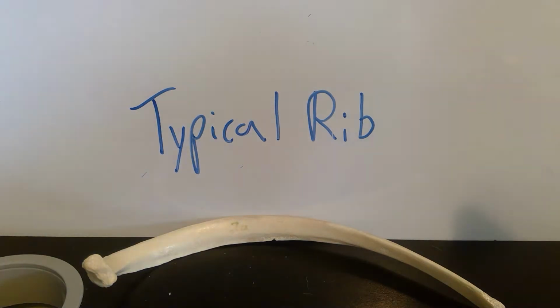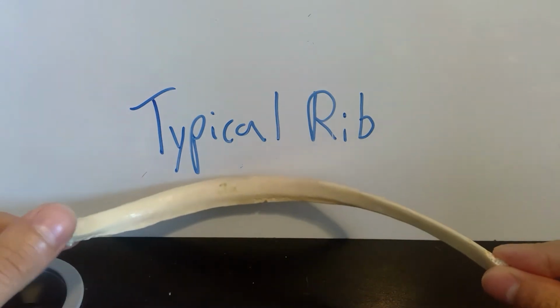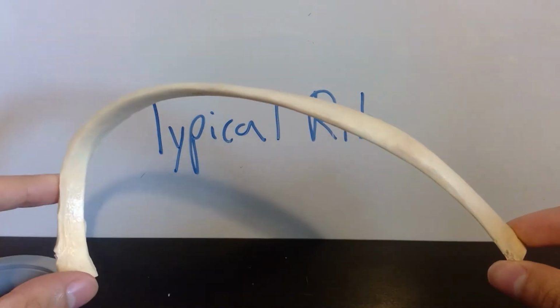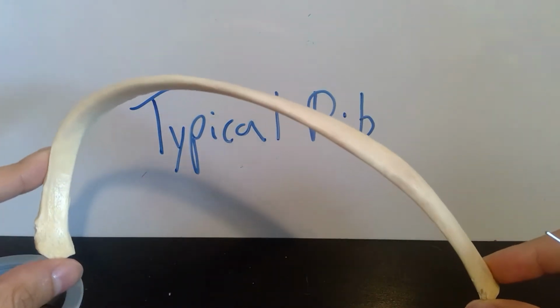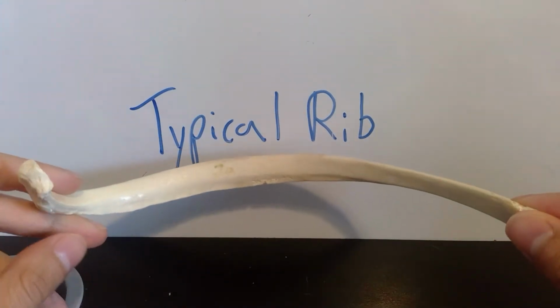Okay, so now we're going to be moving into what a typical rib looks like. And typical ribs are rib pairs from ribs 3 to 9. So in the other video, we'll go over atypical ribs, which are the floating and the first and second ribs.